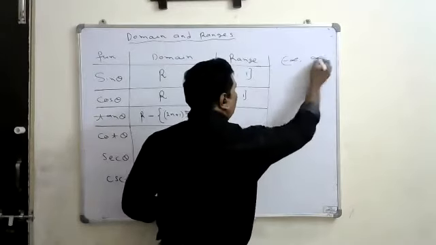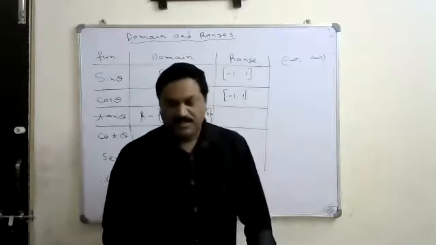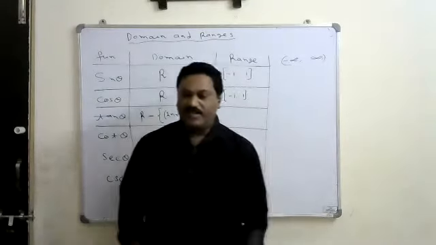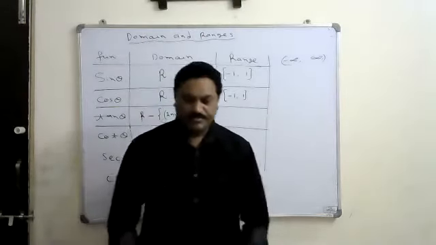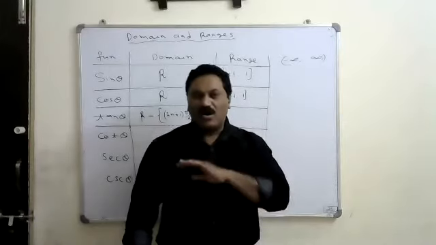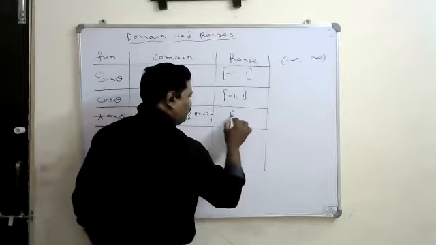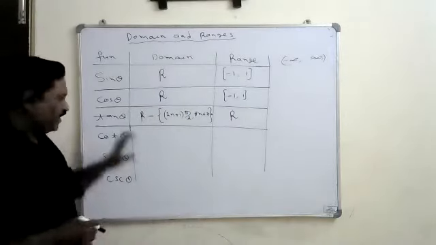Why? Tan is going to give values between minus infinity and plus infinity, which means it is going to give all real values. Tan will give all real values. That's why its range is R. It is going to give all the real values for the different angles.